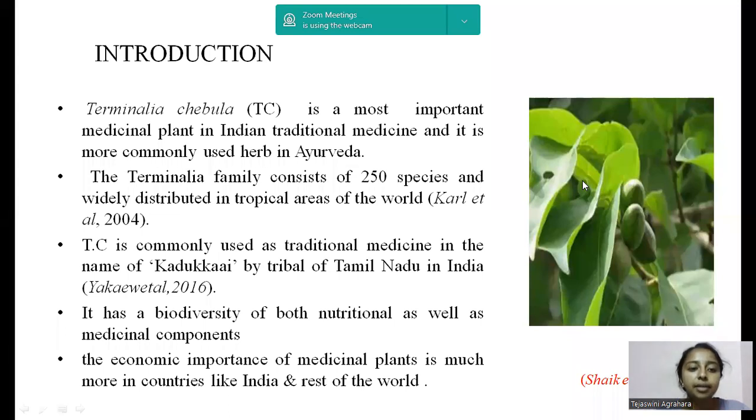Introduction. Terminalia chebula is the most important medicinal plant in Indian traditional medicine and it is a more commonly used herb in Ayurveda. The Terminalia family consists of 250 species and is widely distributed in tropical areas of the world. And TC is commonly used as traditional medicine in the name of Kadukai by tribal people of Tamil Nadu in India. And it has a biodiversity of both nutritional as well as medicinal components.